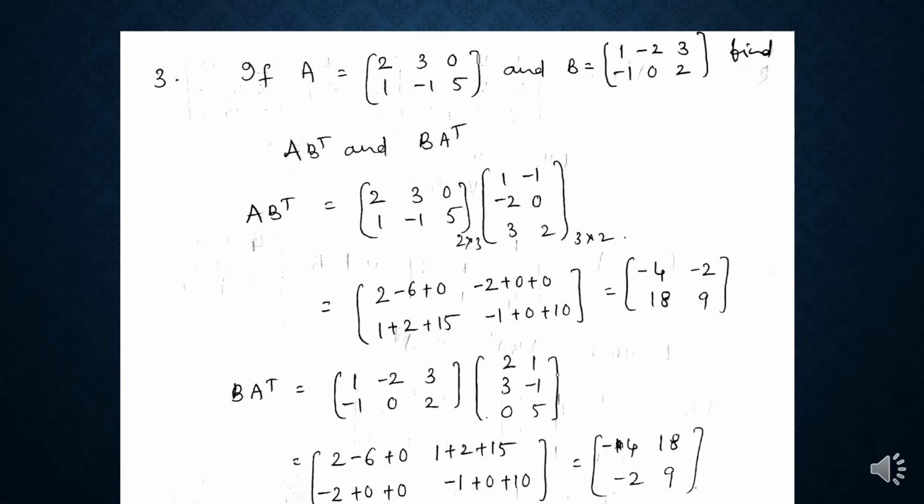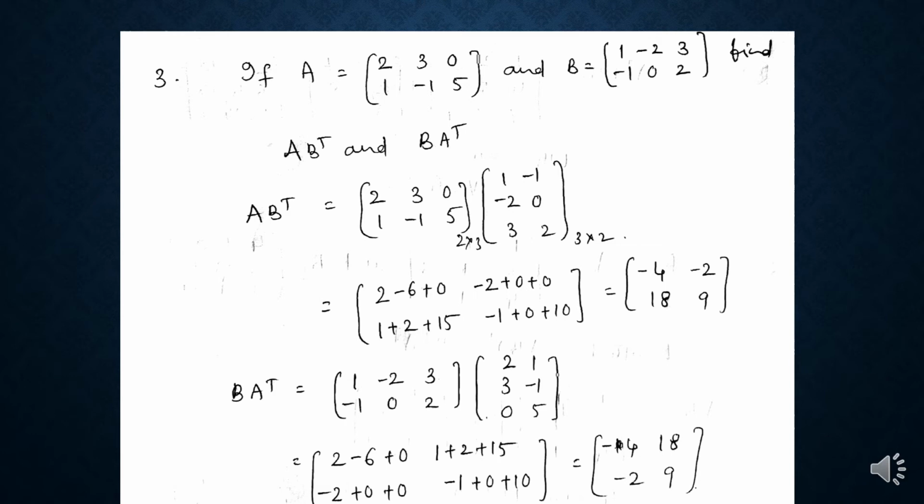Now find B into A transpose. So what is B here? 1 minus 2 3 minus 1 0 2. A transpose is 2 1 3 minus 1 0 5. So by multiplying this, what we will get? First row into first column: 1 into 2 is 2, minus 2 into 3 is minus 6, plus 3 into 0 is 0. 1 into 1 is 1, plus minus 2 into minus 1 is plus 2, plus 3 into 5 is plus 15. So first row elements are 2 minus 6, 1 plus 2 plus 15.